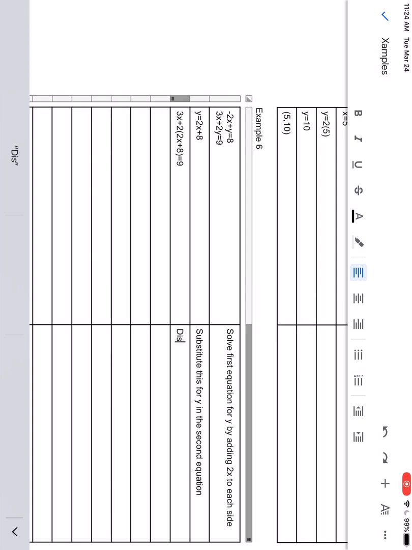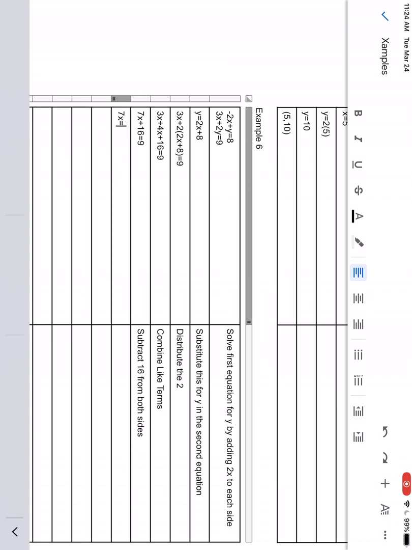At this point, we had to distribute the 2. That got me 3x plus 4x plus 16 equals 9. We had to combine like terms. That got me 7x plus 16 equals 9. We subtract 16 from both sides. That gets me 7x equals negative 7. And we divide both sides by 7, so that x is equal to negative 1.